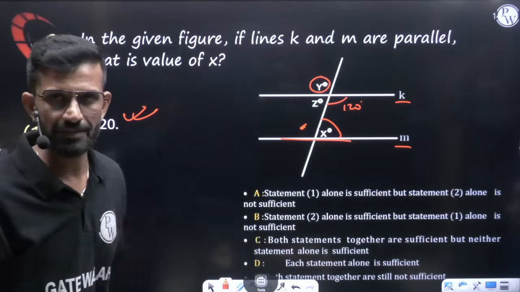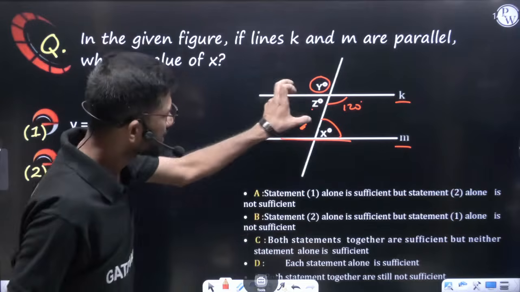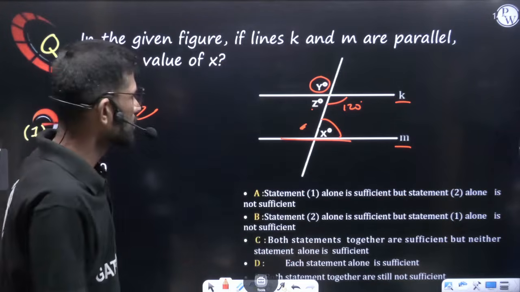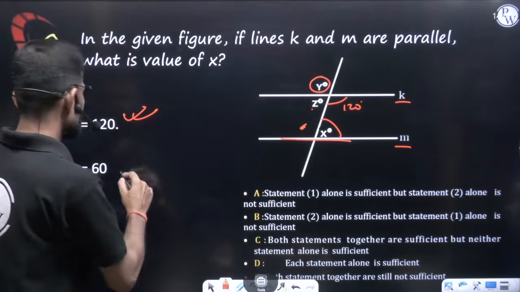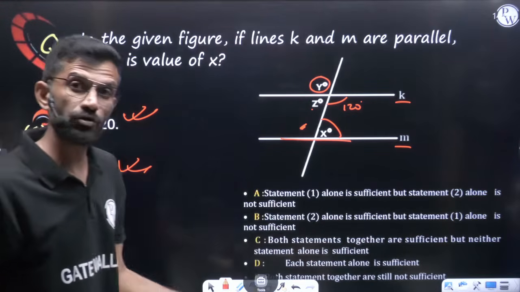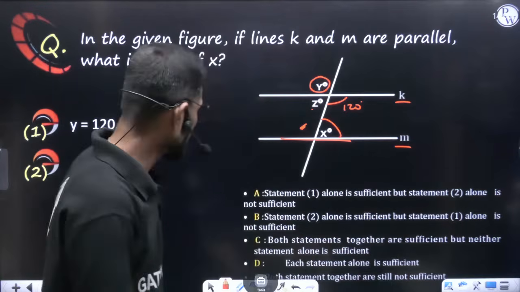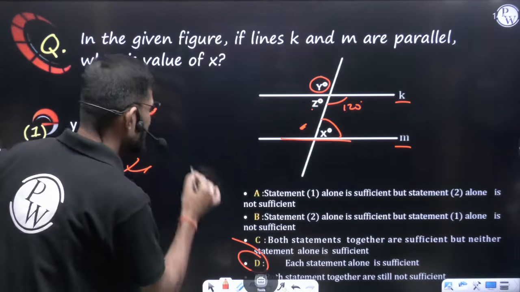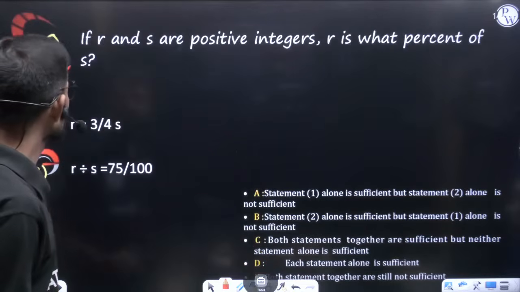Coming to the second statement. Second statement, they say z value is equal to 60 degrees. These two are called alternate angles. Alternate angles are always the same. So if this is 60, this will also be 60. Means second alone is also sufficient. First alone is also sufficient. Second alone is also sufficient. Independently, when they are sufficient, we go for option D. This is the answer.